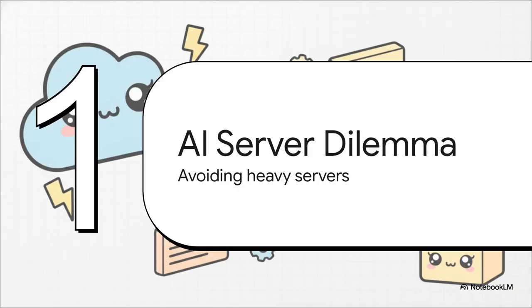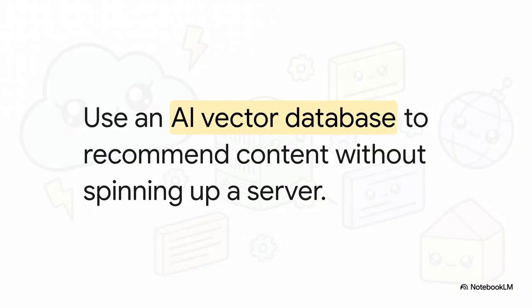Section 2. The AI server dilemma. So you've got your beautiful HTML and CSS site. It looks amazing. But then you want to add a smart feature and bam, you hit a technical brick wall. Here was the creator's exact goal. They wanted to add a related posts section. But not just a dumb list of identical tags. They wanted it powered by an AI vector database, meaning the recommendations would be genuinely smart and context-aware based on what the user was actually reading.